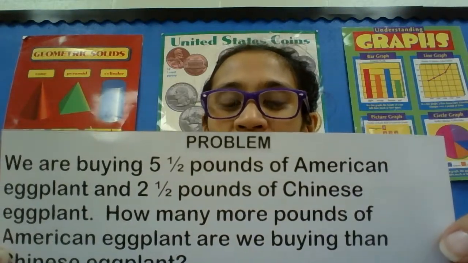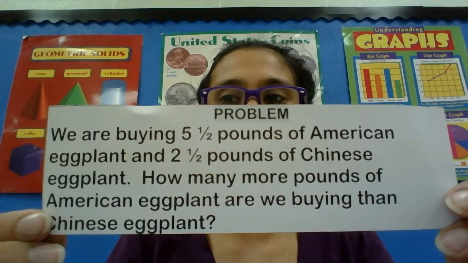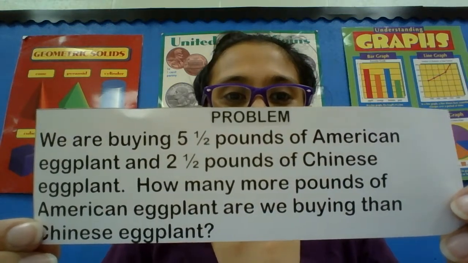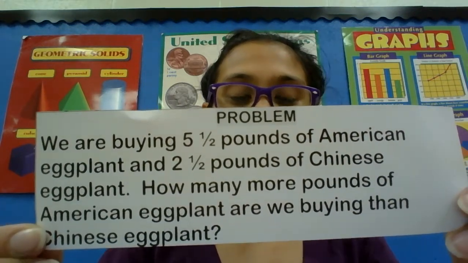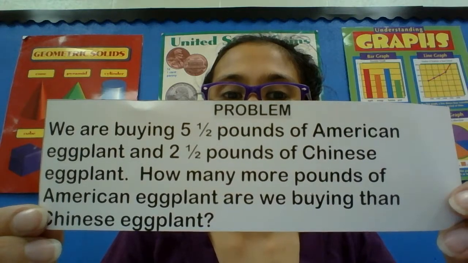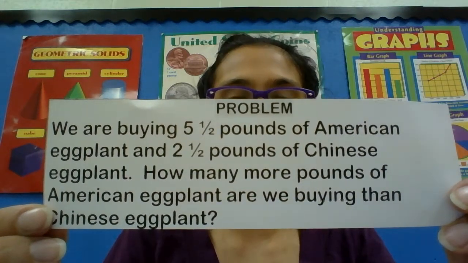All right. We are buying 5.5 pounds of American eggplant and 2.5 pounds of Chinese eggplant. How many more pounds of American eggplant are we buying than Chinese eggplant? All right, so make sure you have all 5 questions down, okay? I'm going to show it to you real quickly. I'm not going to read it again. I'm going to show it to you. So if you need to pause it again, pause it again.